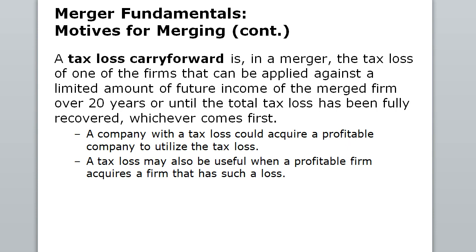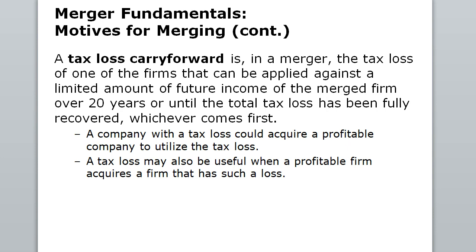Okay, so when we talked earlier about different motives for merging, one was about tax. So if a company has a large tax loss carry forward, that means that the company had a lot of losses in previous years. That tax loss, even though the company itself can't utilize it because they have no profits, in a merger, the company acquiring the firm with the tax loss can use that tax loss to be applied against their future income, thereby lowering their future taxes.